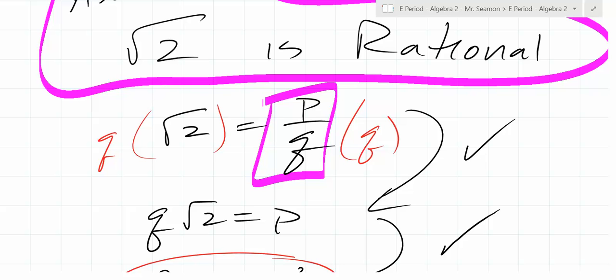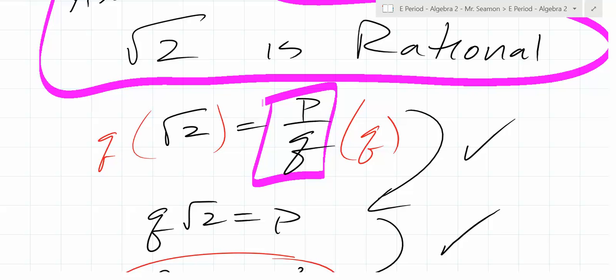We assumed that P over Q is relatively prime, meaning it's most reduced, like 3 over 4, is that most reduced? But we just showed that P is even, and we showed that Q is even. So therefore it is not most reduced, so therefore this is false. So if this can't be rational, it must be irrational.